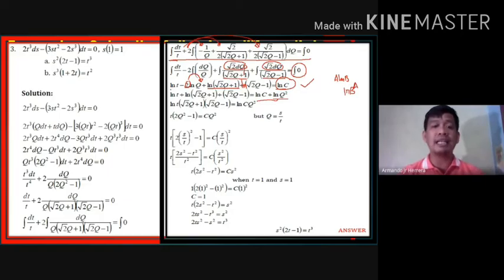Then copy lang natin si ln t plus ln square root of 2q plus 1 plus ln of square root of 2q minus 1. I forgot to put the ln. Then sabi ni derivative ni ln of sum, so ln of t plus ln of square root of 2q plus 1 plus ln of square root of 2q minus 1, you are multiplying lang dun sa ating ln.